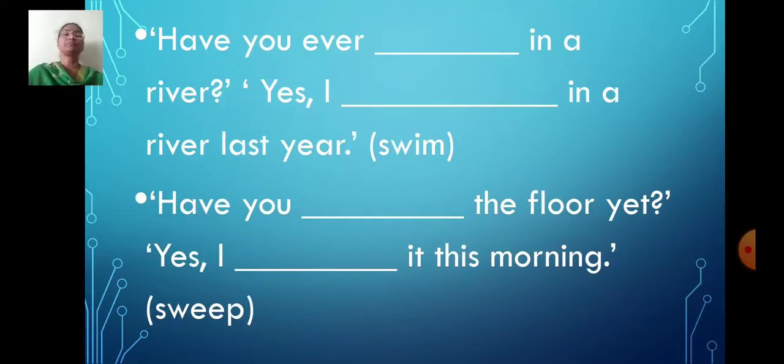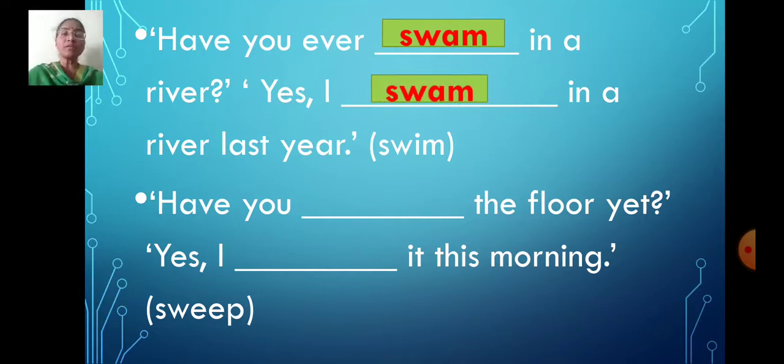Very good. Now come on, tell me this one. Have you ever swam in a river? Very good. Yes, I swam. Again, swam. Both the forms are same. Okay. Have you ever swam in a river? Yes, I swam in a river last year. Now repeat after me. Have you ever swam in a river?